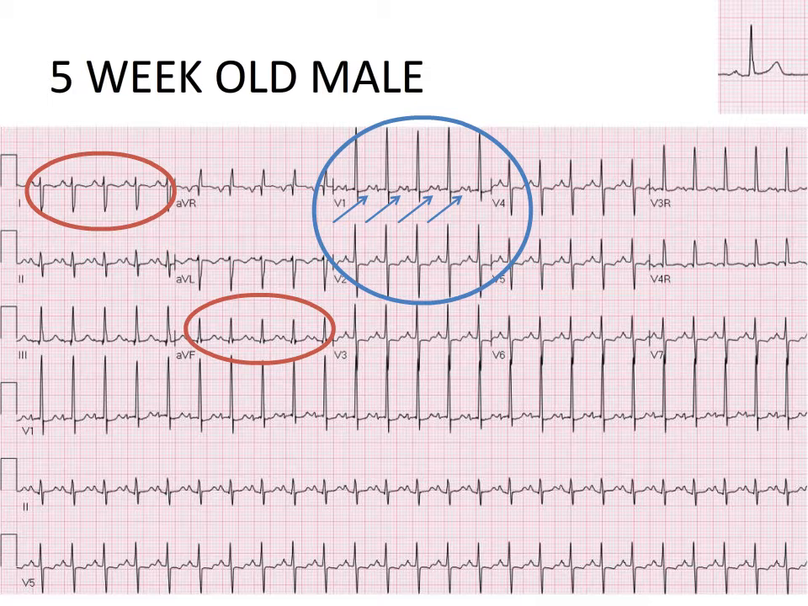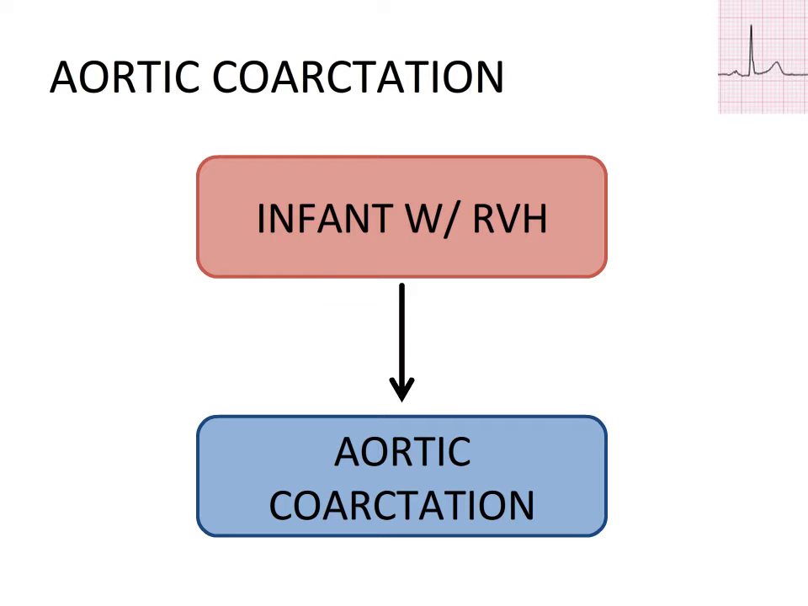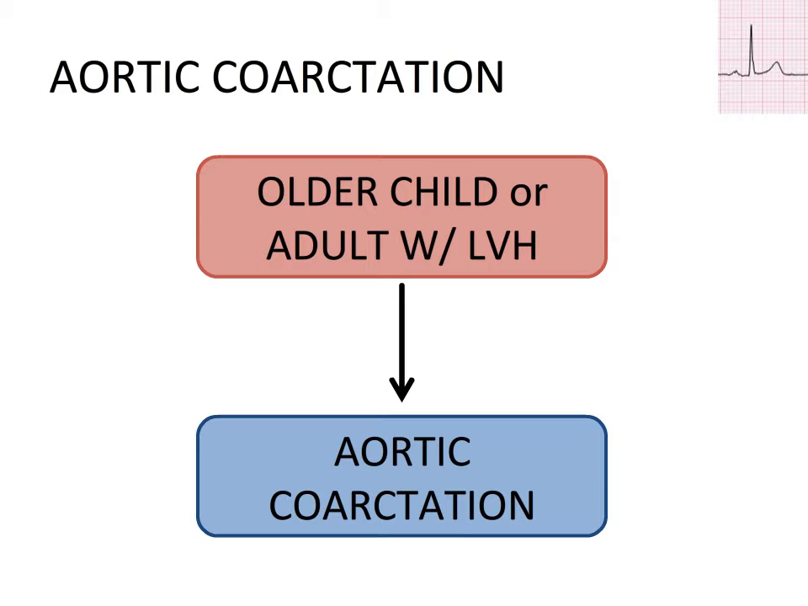Given the clinical scenario of an infant with an abnormally high blood pressure likely taken in the upper extremity with weak femoral pulses, symptoms of heart failure, and an EKG showing RVH, you want to think about aortic coarctation. Remember that in infants with aortic coarctation, they will have RVH on their EKG because the right ventricle is dominant in fetal life and shortly after birth. As children age, the left ventricle becomes dominant.